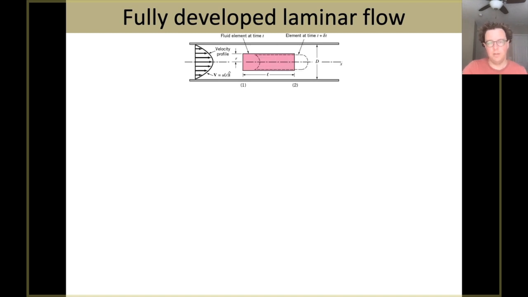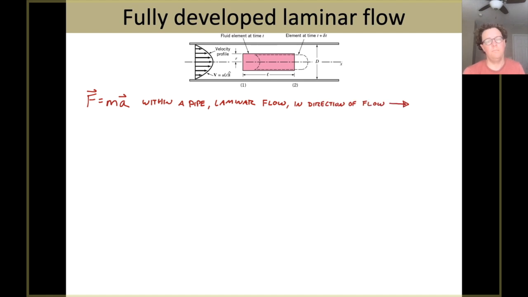So there's our same image at the top of the screen, and let's get to it. We are going to solve this problem by applying F equals ma. So we're going to look to Newton again, and we're going to do this within our horizontal, uniform-diameter pipe. We're going to assume we have laminar flow conditions, and we'll apply this analysis in the direction of flow, so along the center line of the pipe, or along the x dimension in this problem.